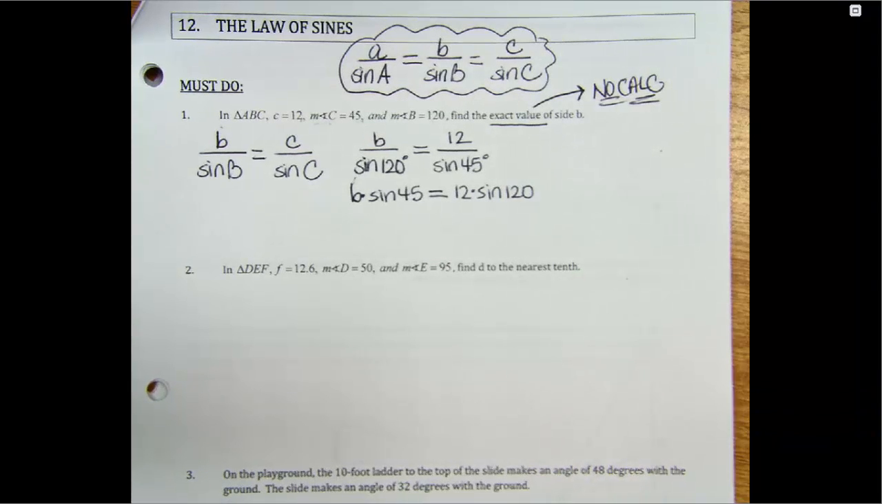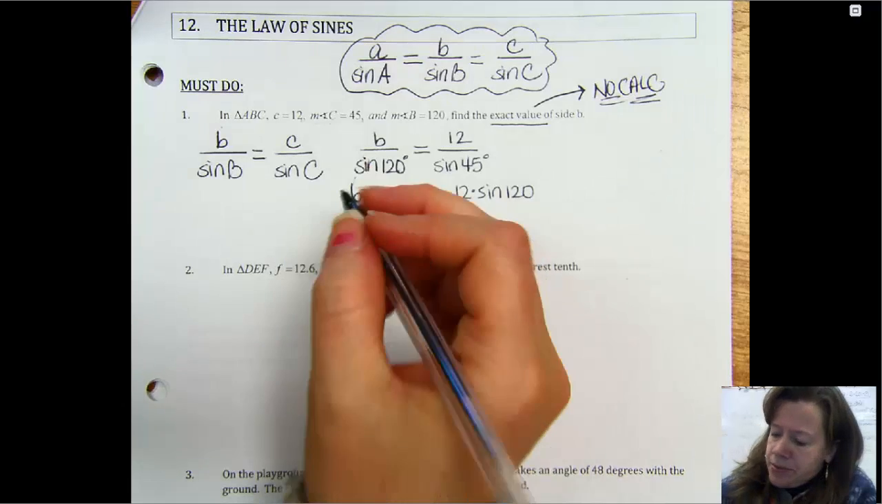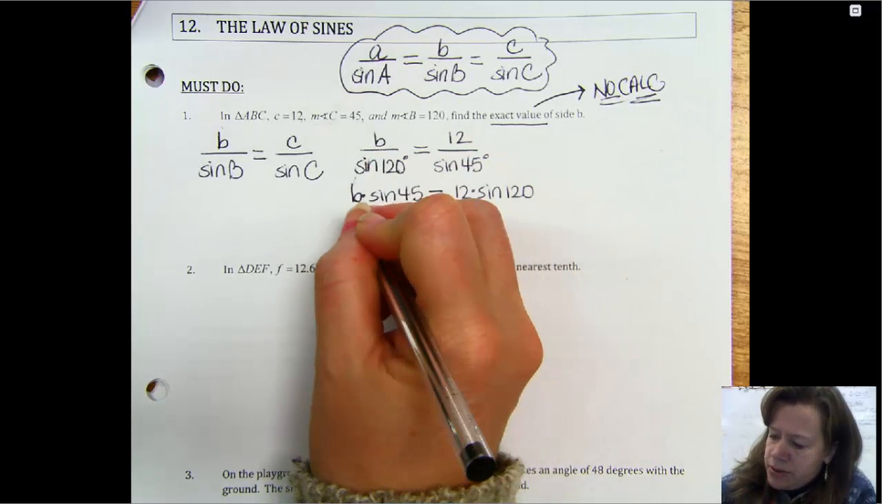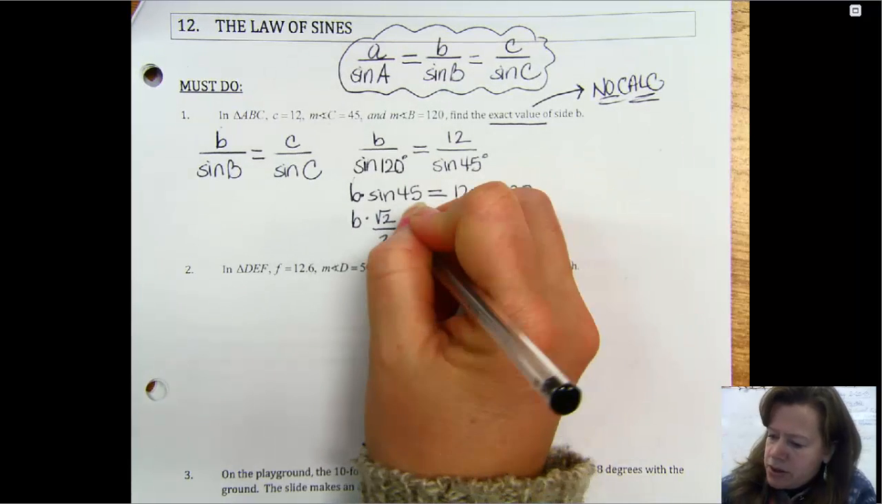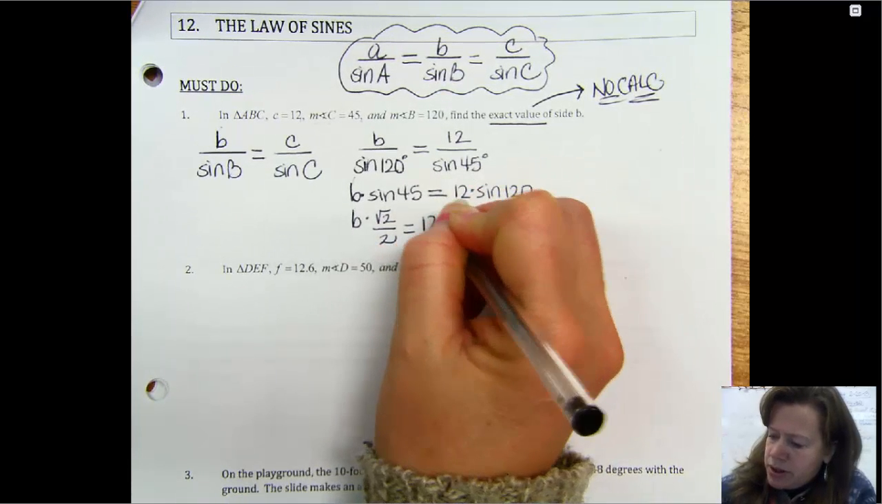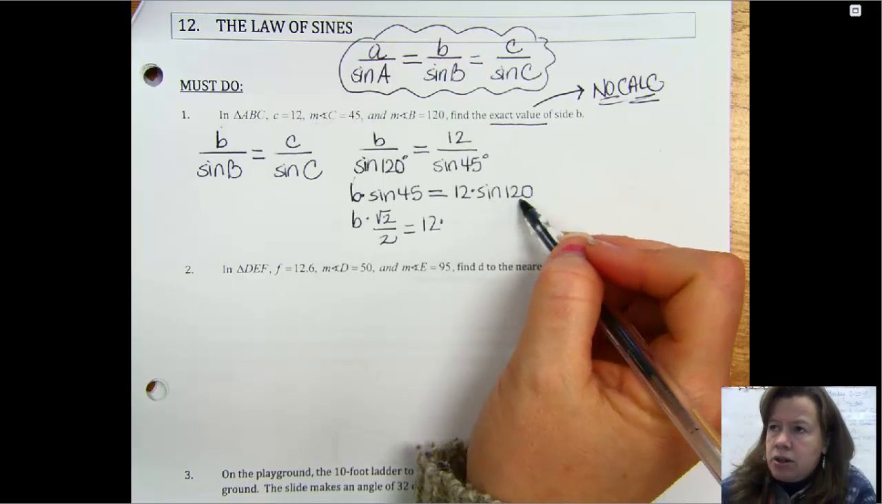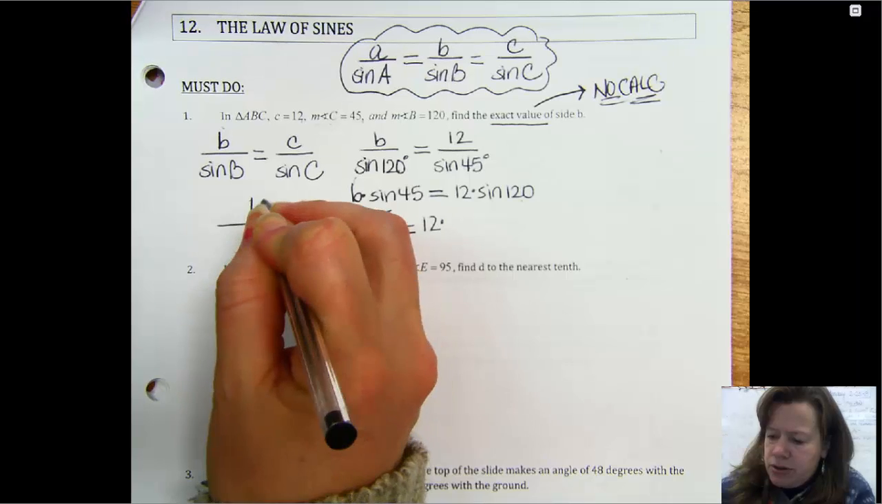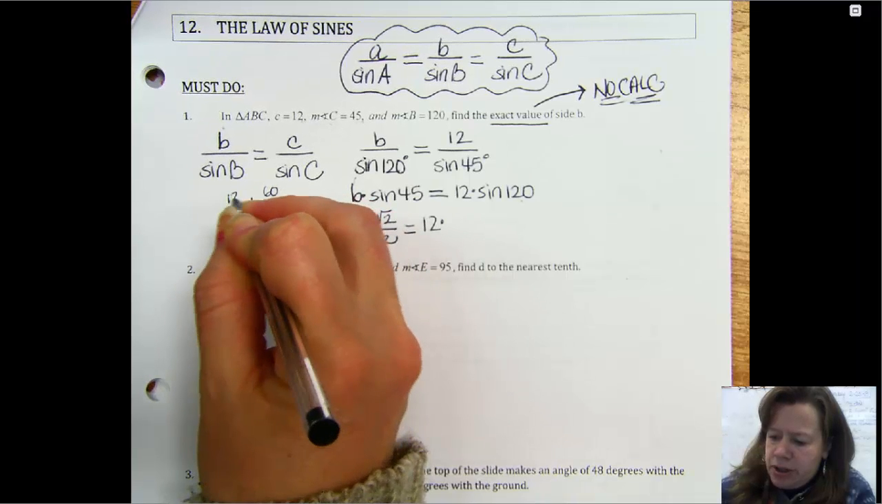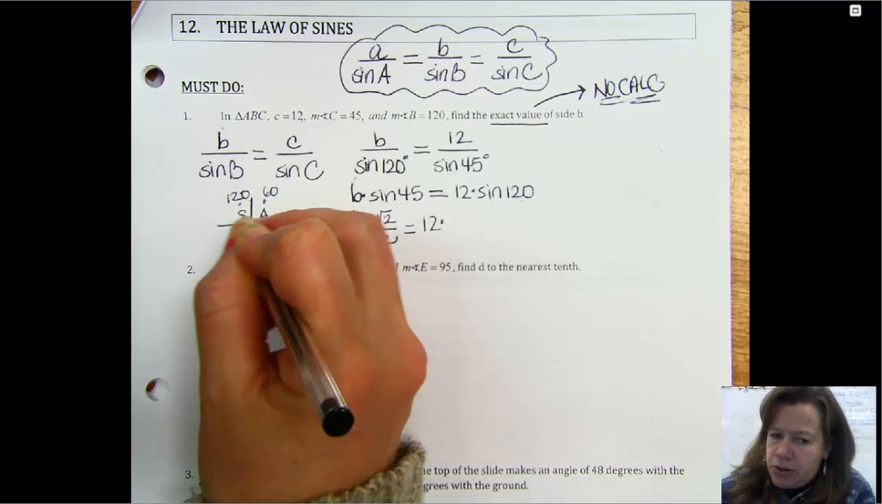Okay. Let's replace with what we know. Sine of 45 is root 2 over 2. That's equal to 12 times the sine of 120. 120 is a child of 60. Go back to your unit circle. Here's 60. Here's 120. It's in quadrant 2.